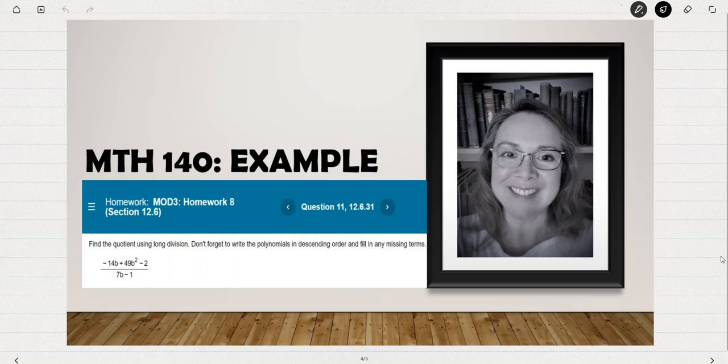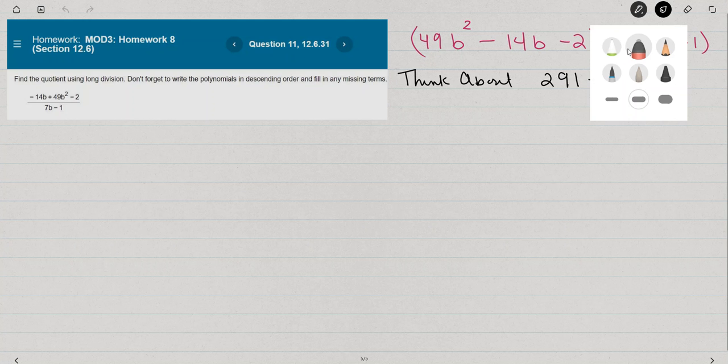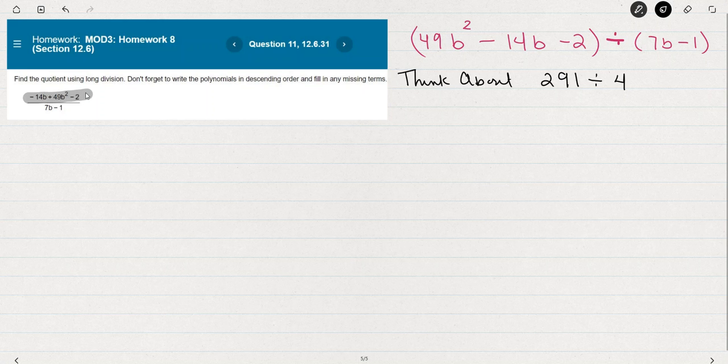In this video, I'm going to walk through the process of using long division to find the quotient of two polynomials. We're going to divide negative 14b plus 49b squared minus 2 divided by 7b minus 1. Here's what it would look like if you read it out loud, and notice that I've rewritten this numerator to be in descending order. So this negative 14b plus 49b squared minus 2, I rewrote it to put the b squared first, and then the b term, and then the constant.